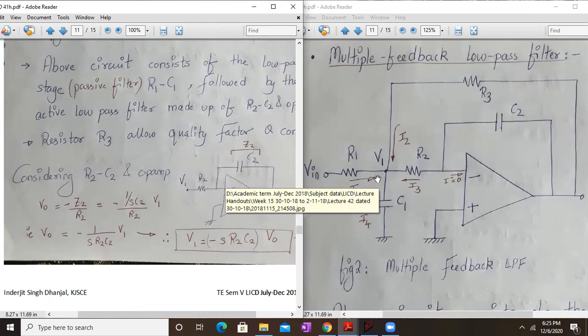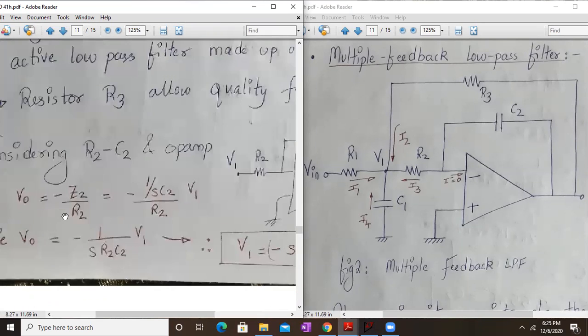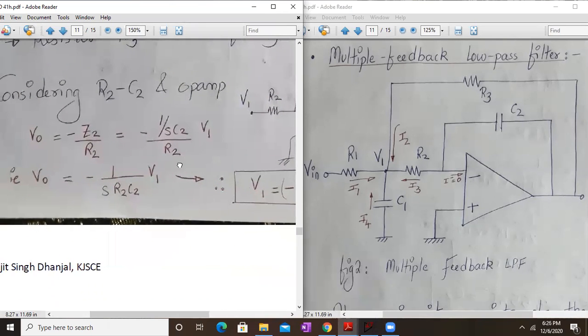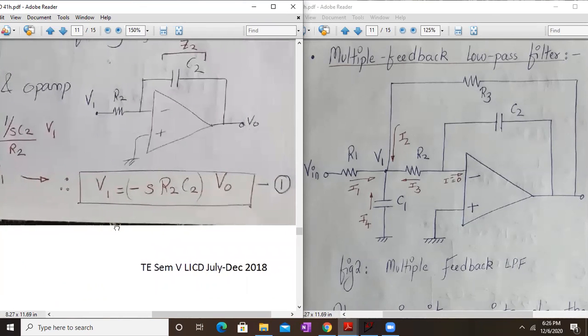Here the input is V1, and this configuration is like an inverting configuration. So we have V out equal to minus Z2 upon R2, and Z2 is 1 upon S C2. So V0 will be equal to minus 1 upon S R2 C2 into V1. So V1 will be equal to minus S R2 C2 into V0. That is equation number 1. Okay, so remember this.